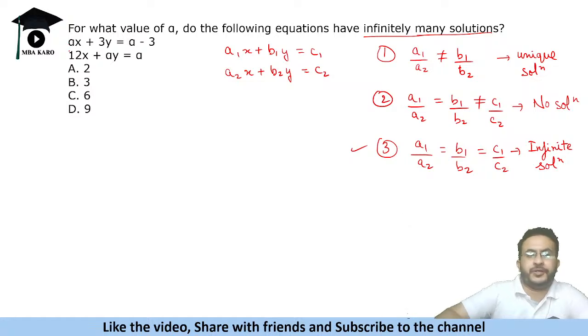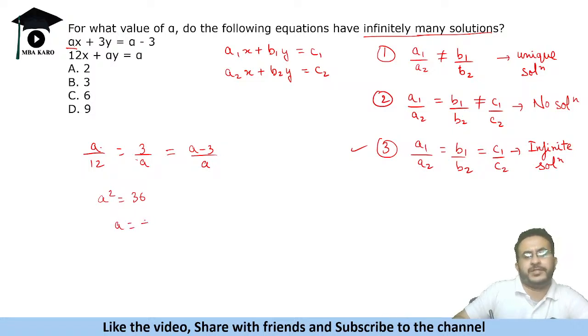So alpha upon 12, this coefficient, will be equal to 3 upon alpha. So this gives us, you can check also, if you just take these two values, alpha square is equal to 36, or alpha will be plus or minus 6, right? So we will test here.